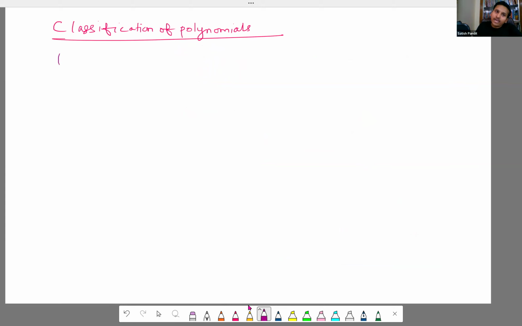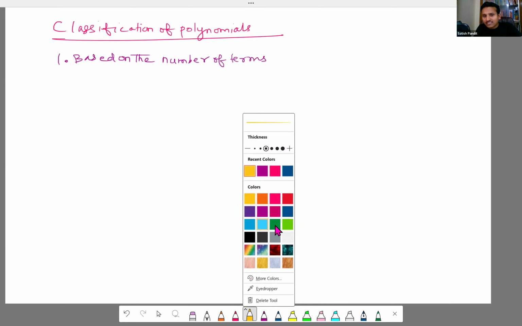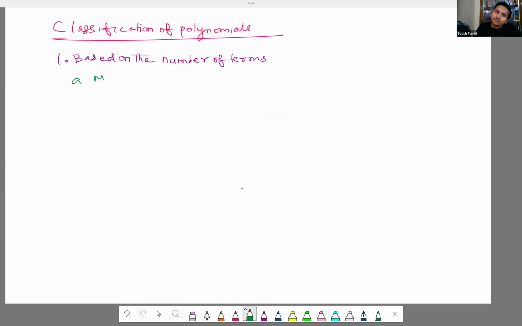First of all, based on the number of terms. So based on the number of terms, we can classify the polynomial as number one, monomial. So mono means one. So monomial means what? Only one term will be there. So single term.